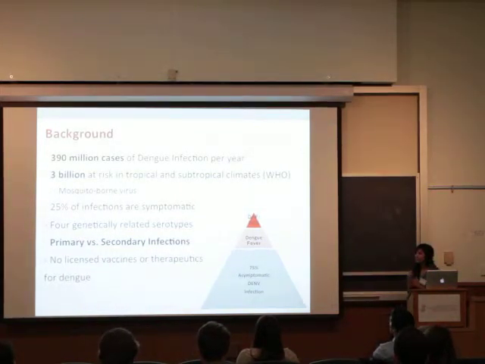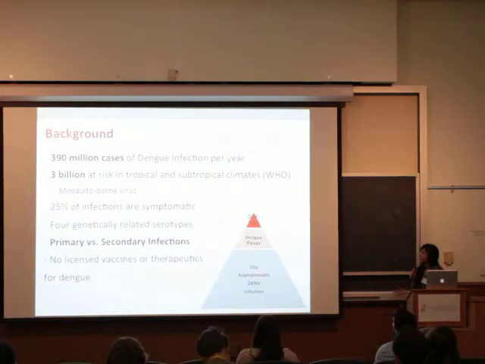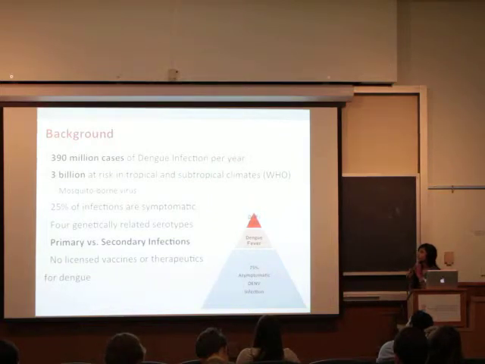Okay, so a quick background. This has been covered by the previous presenters from my lab. There are 390 million cases of dengue infection per year, per the latest estimates, and 3 billion people are at risk in tropical and subtropical climates, according to the World Health Organization. These are the climates where dengue is endemic, because dengue is a mosquito-borne virus. While 75% of infections are asymptomatic, 1/4 of these infections do exhibit clinical symptoms.